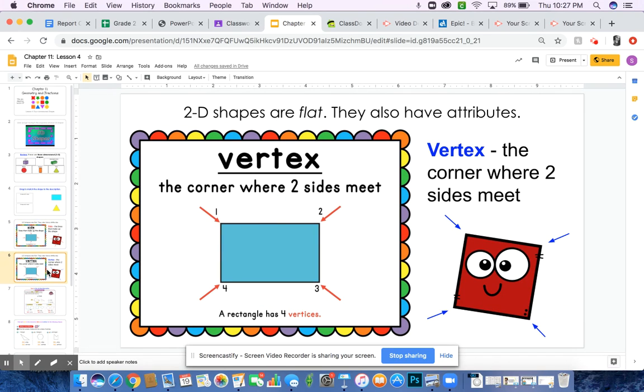Next, just like 3D shapes, we're also going to learn about the vertex. So the vertex is the corner where 2 sides meet together. So looking at a rectangle again, there's one corner here, one corner here, one corner here, and one corner here for a total of 4 vertices. Remember, vertices is the plural form of vertex.